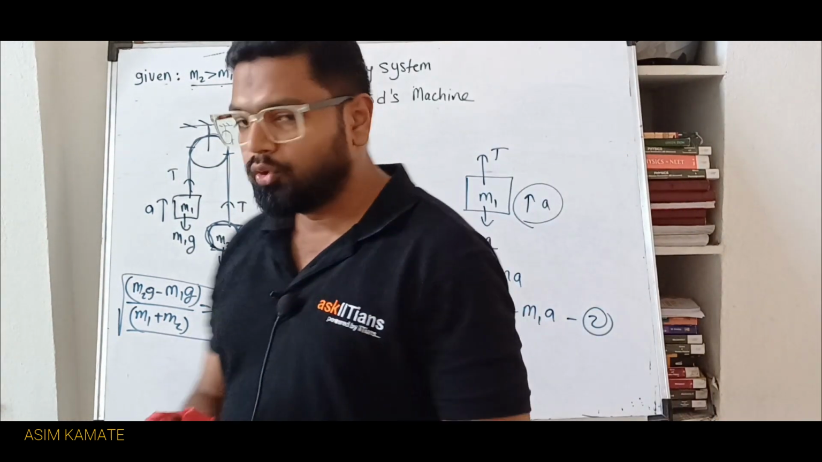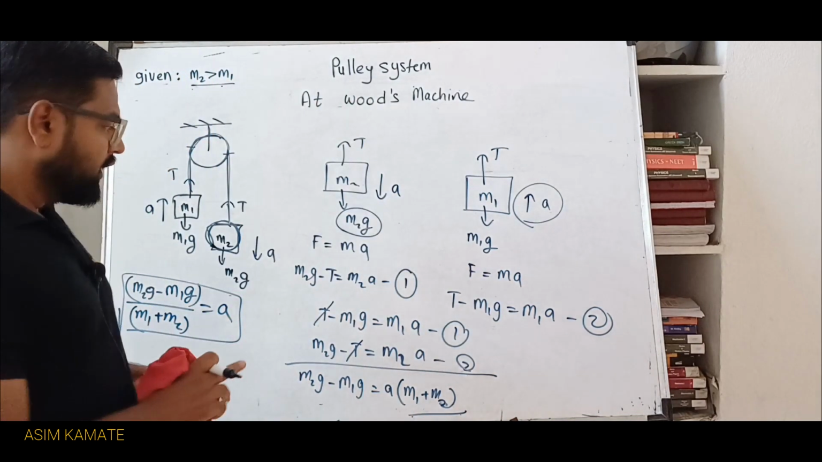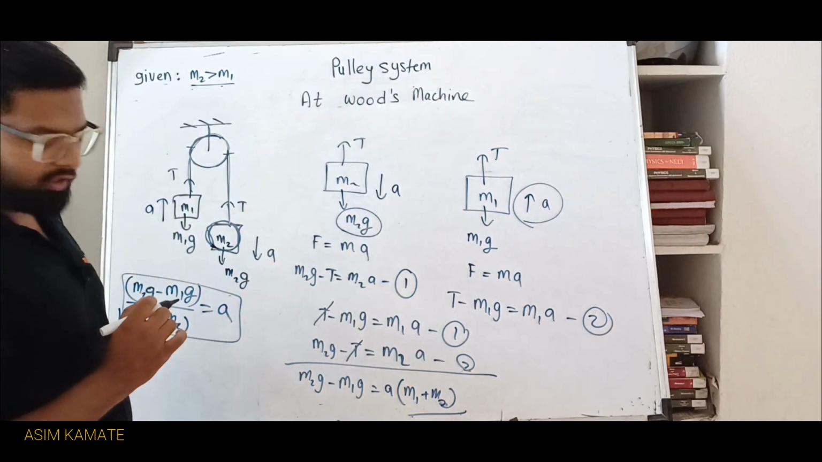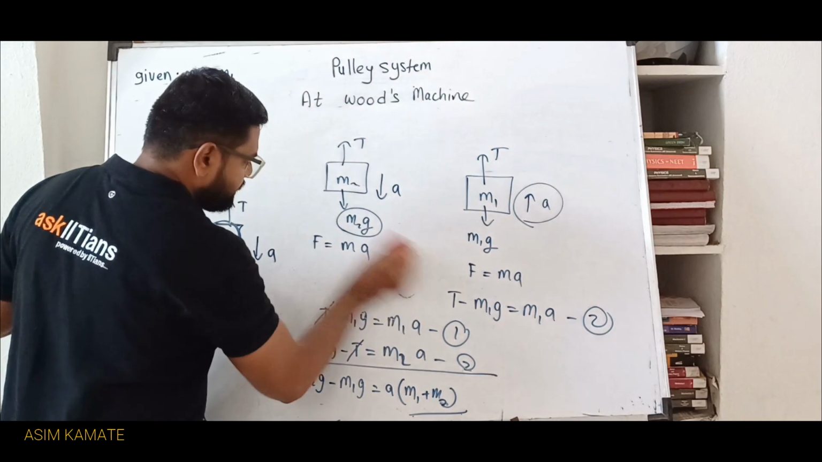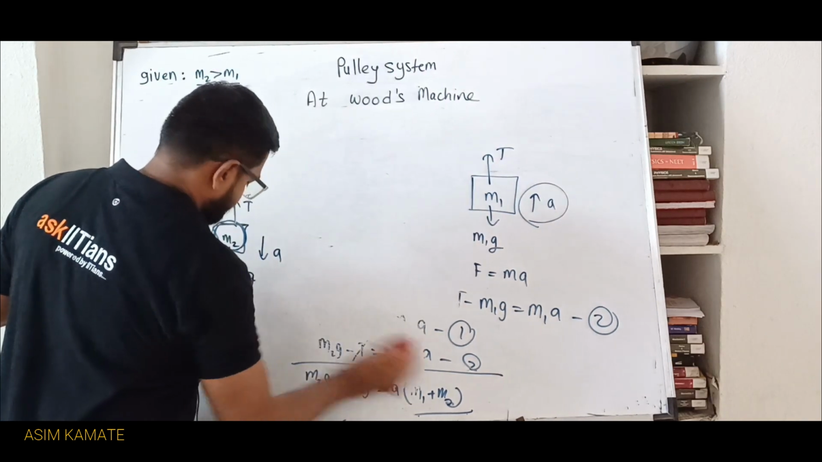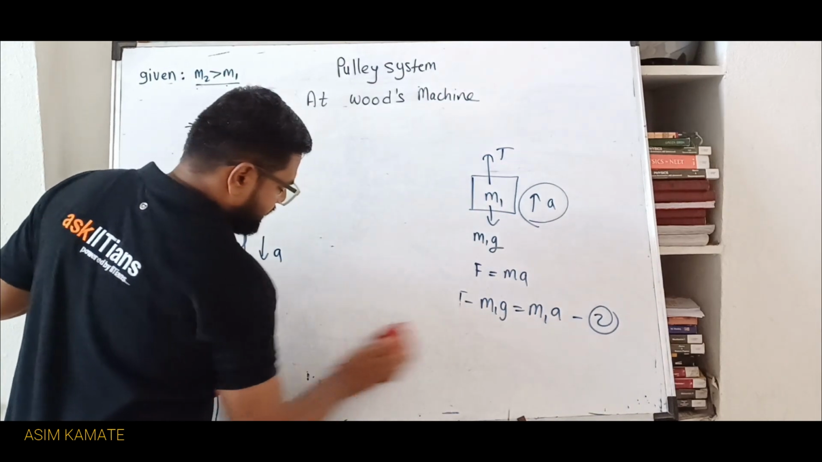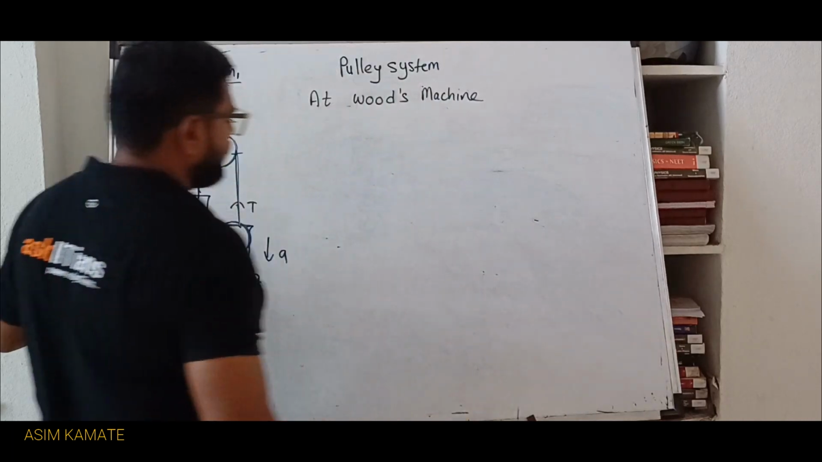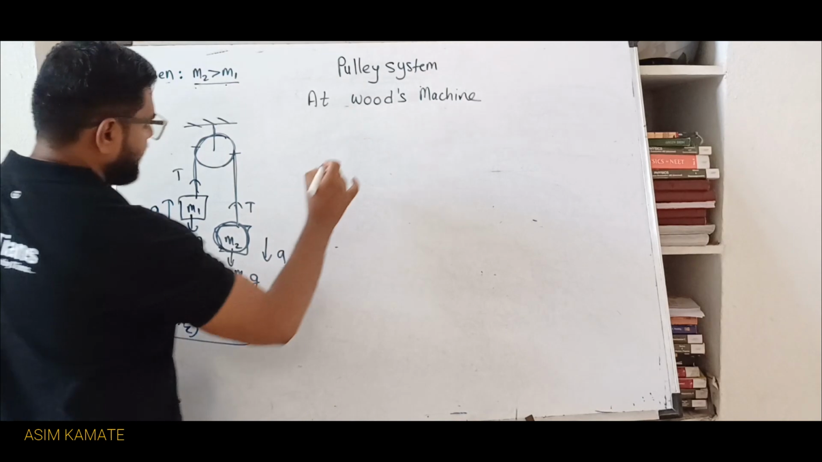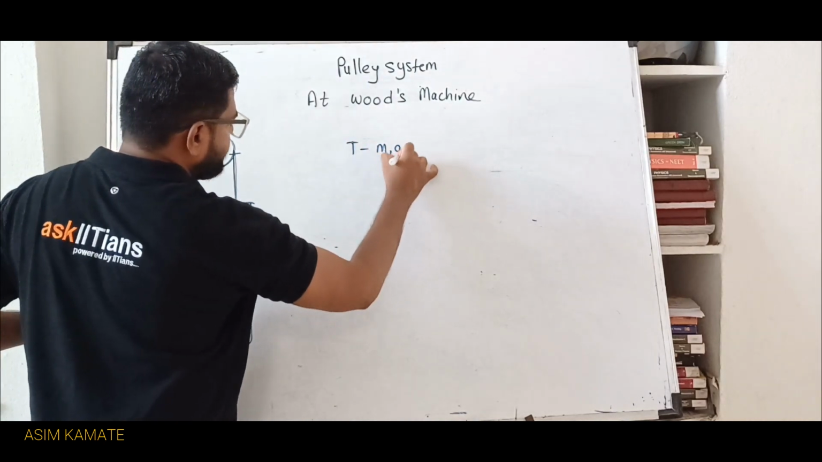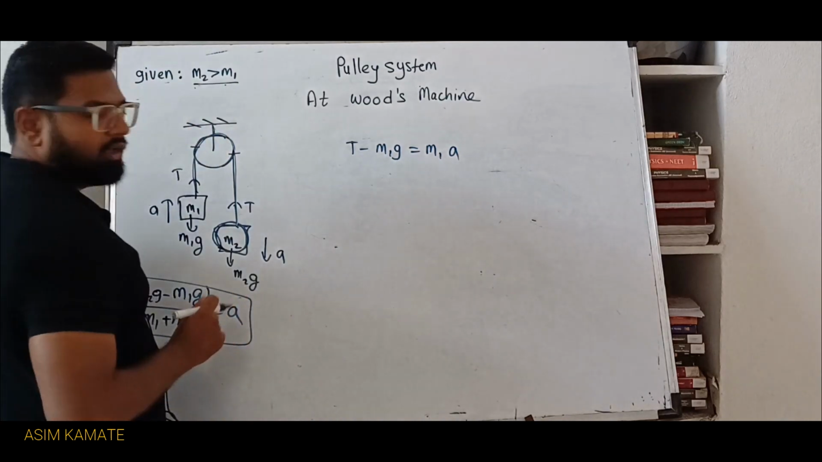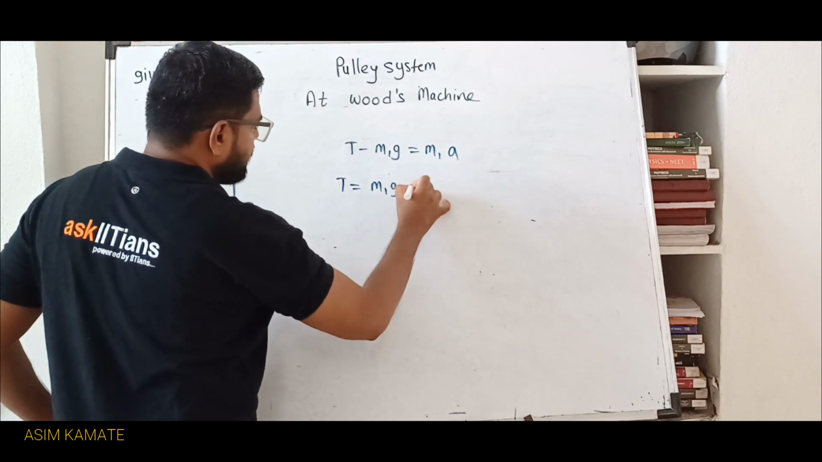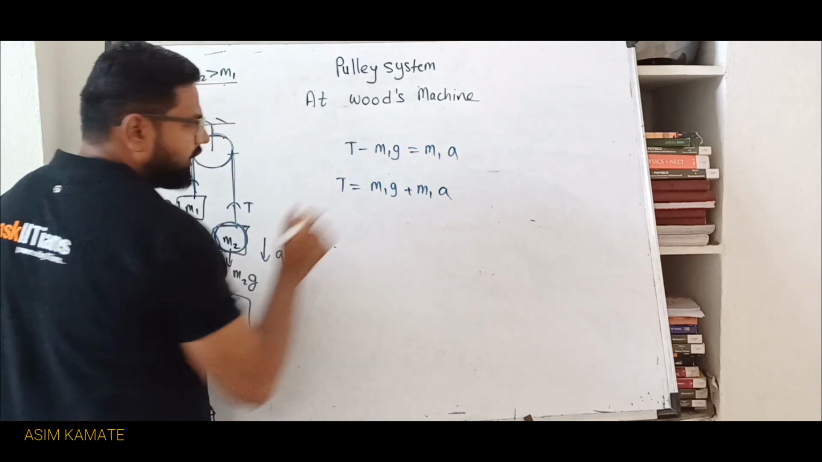So now what we can do to calculate the tension, it is a very simple trick. You can use any equation. Whichever equation you want, you just substitute the value of acceleration in that equation. Okay, so let's try. I have the equation for this, that is T minus m1g is equal to m1a. We are doing this to calculate the tension in the string. So can I do T is equal to m1g plus m1a? I have just shifted it here, it's very simple.